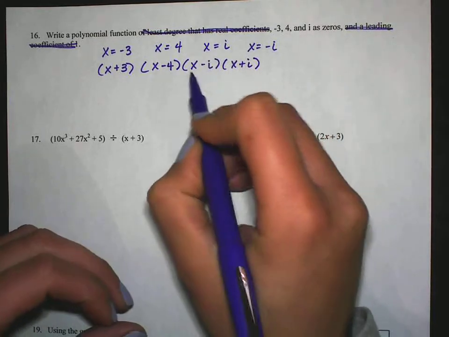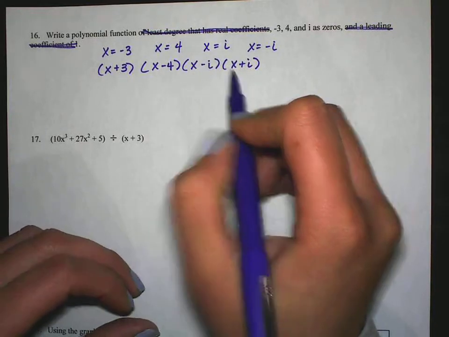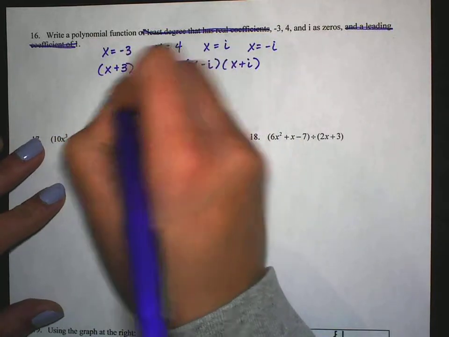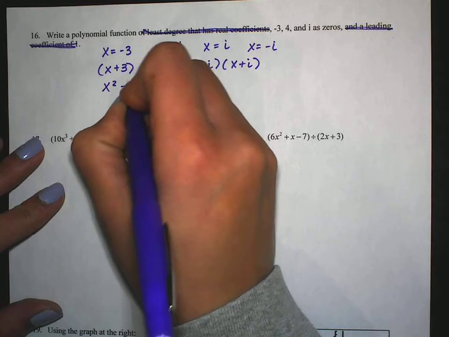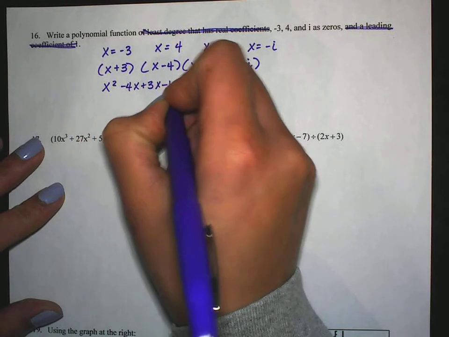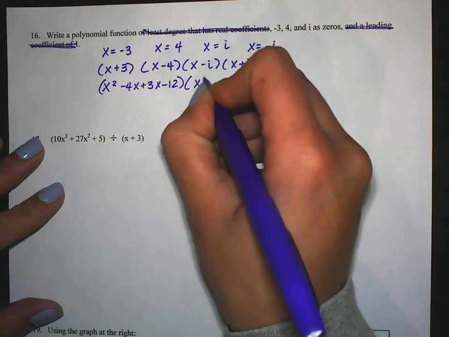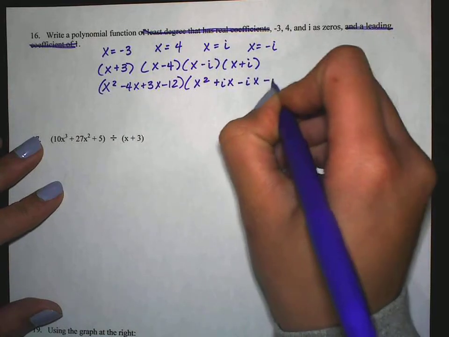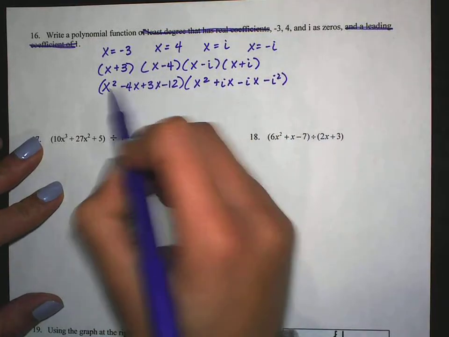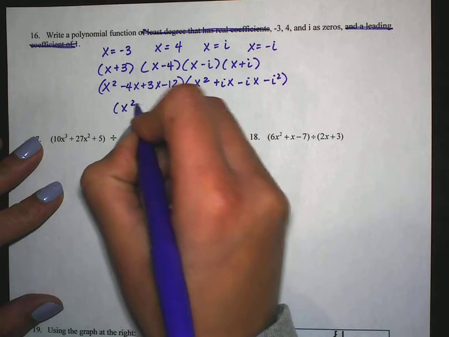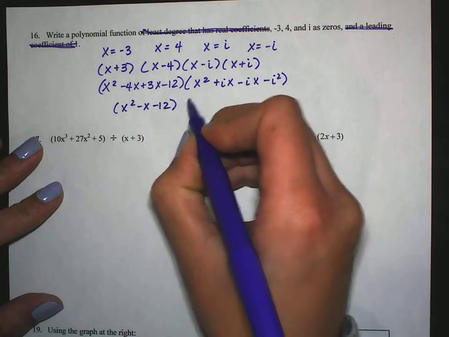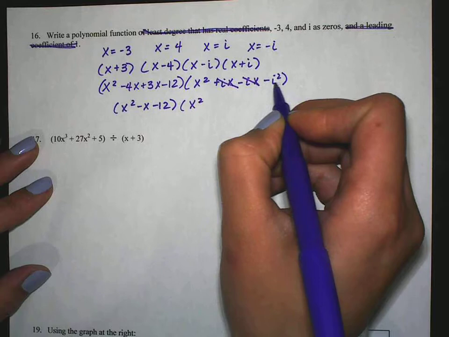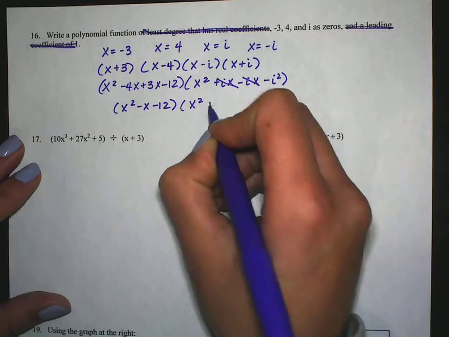Now, with imaginary numbers, you always want to go ahead and FOIL those out first, and then you want to FOIL out the other ones with the real zeros. So I'm going to FOIL these two out. I get x squared minus 4x plus 3x minus 12. Over here I have x squared plus ix minus ix minus i squared. Okay, just to clean up a few things, this is x squared minus x minus 12. Over here, the two middle terms cross out. The negative i squared, remember, i squared is -1, so negative -1 is really +1.